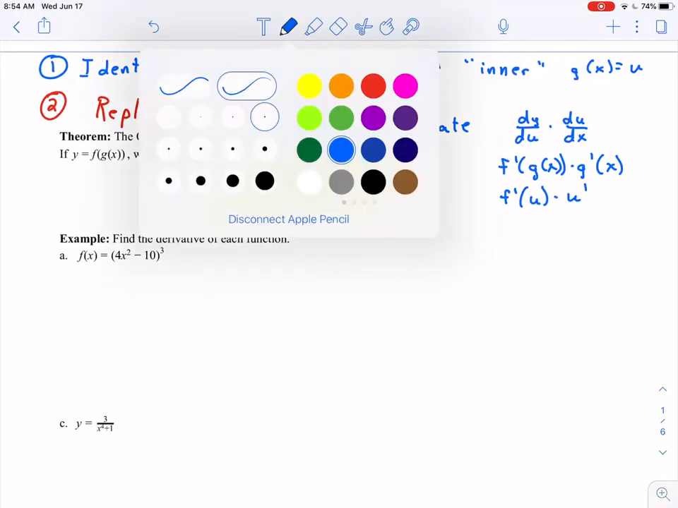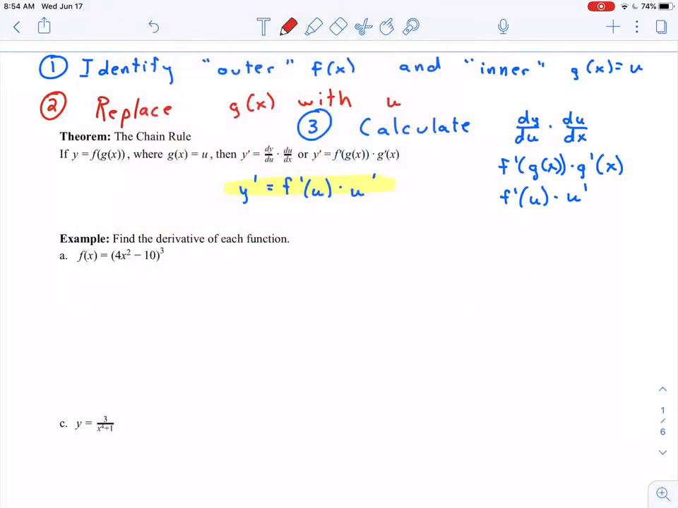And then last step here, so at this point we'll have our derivative, but our derivative will be in terms of u. But I start with a function in terms of x. If I start with something in terms of x, I want to end with something in terms of x. So my last step then, I'm just going to do a little bit of substitution here.